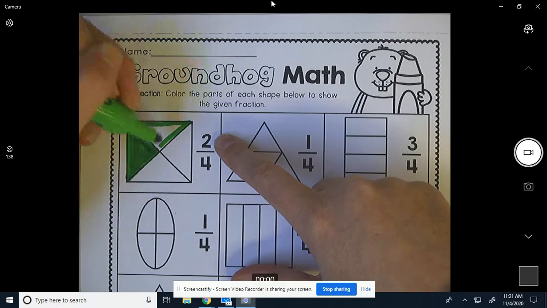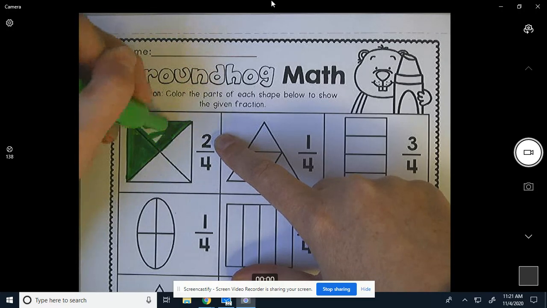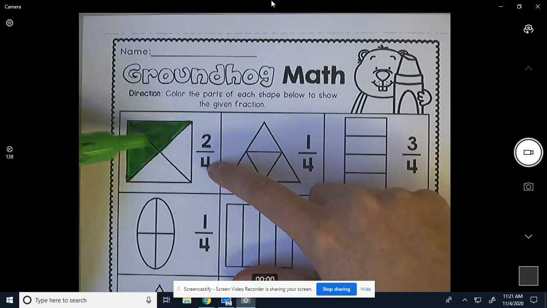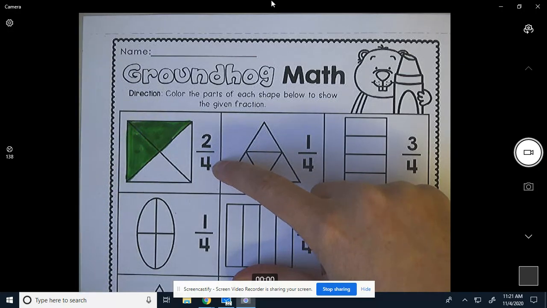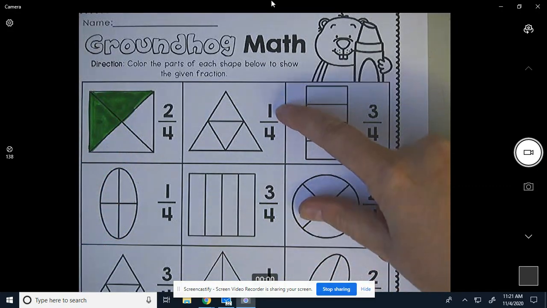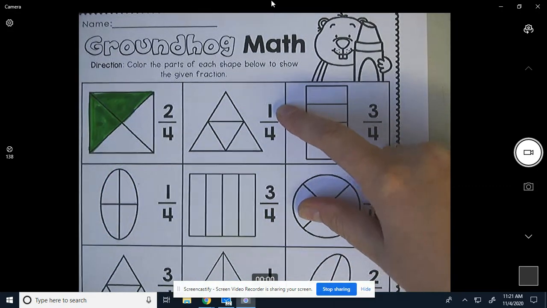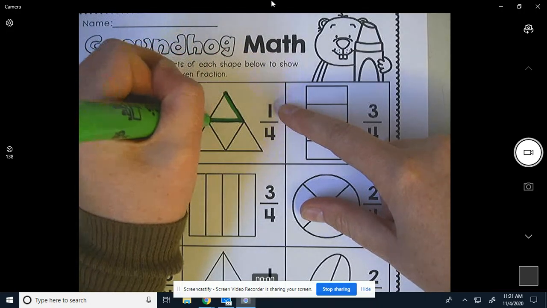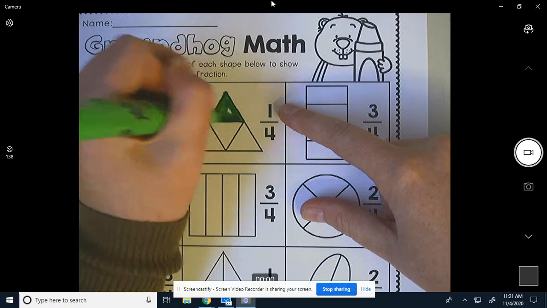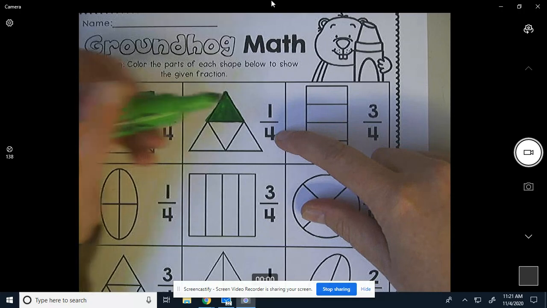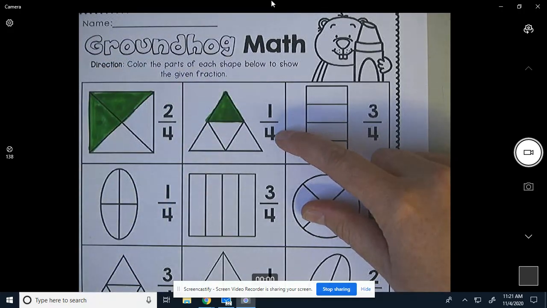1, 2. And how many are all together? 1, 2, 3, 4. 4. So it's 2/4. Okay, how about this one? Remember, the top is how many are colored in. So how many do we need to color? 1. Yes, 1. So we'll color one of these. And how many are all together? 4. 1, 2, 3, 4.